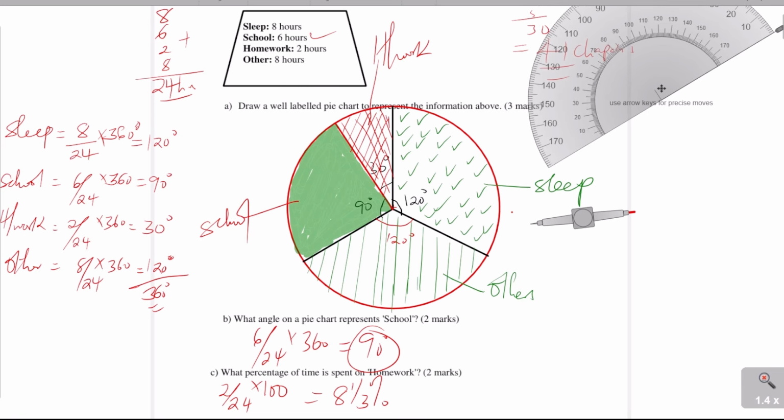Alternatively, for this one, you can have another method. You can decide to use the angle representing homework, which is 30, over the total angles, which is 360, and then you multiply by 100. Still, for that one, you'll get 8 1/3 or 8.3%. So there are 2 ways there. You can decide to use 2/24 times 100, or 30 divided by 360 times 100. So that is how you're supposed to solve that question.